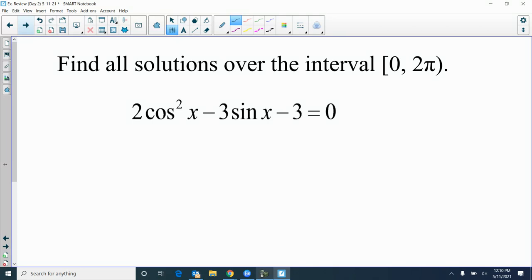Oh, good one. A little equation here. 2 cosine squared x minus 3 sine of x minus 3 equals 0.